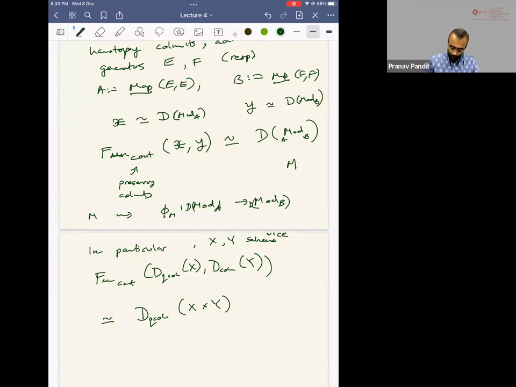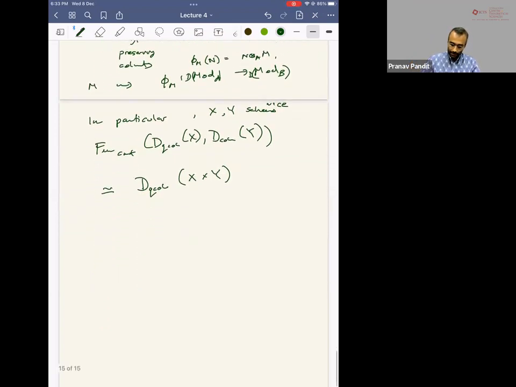So phi M of some module N is N tensor M. That's the functor. And well, I shouldn't say in particular here. This is kind of a corollary. It requires a little bit of work. Let's say corollary.